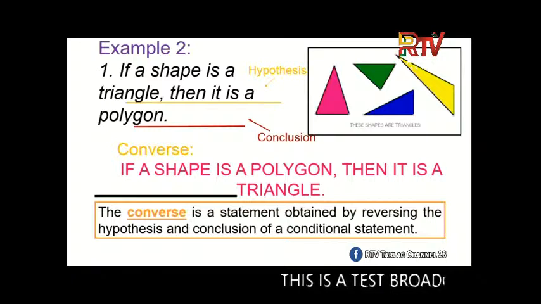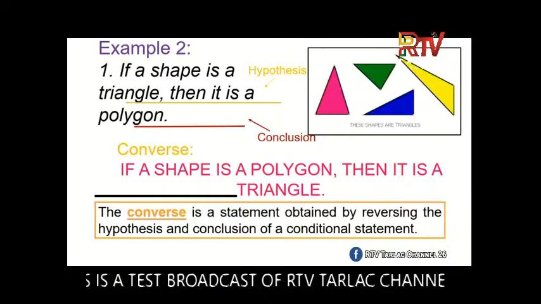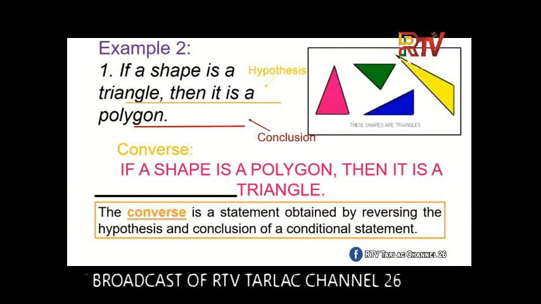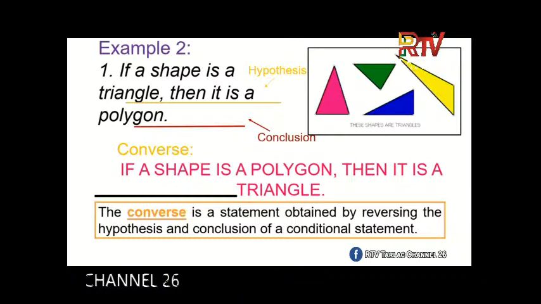In this example, we know that not all polygons are triangles, right? That is why, keep in mind that the truth value of the converse of a statement is not always the same as the truth value of the original statement.